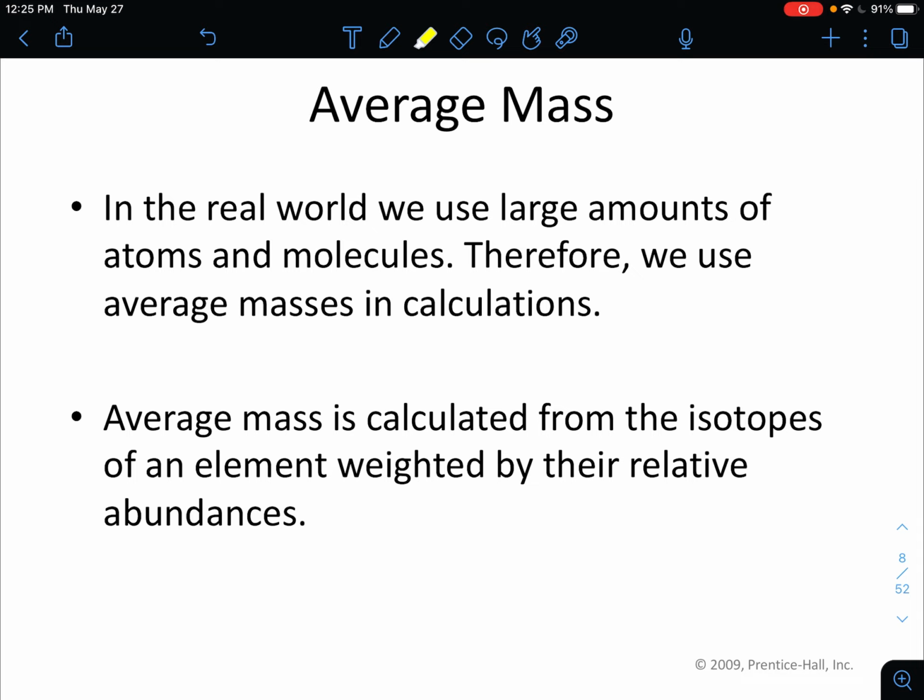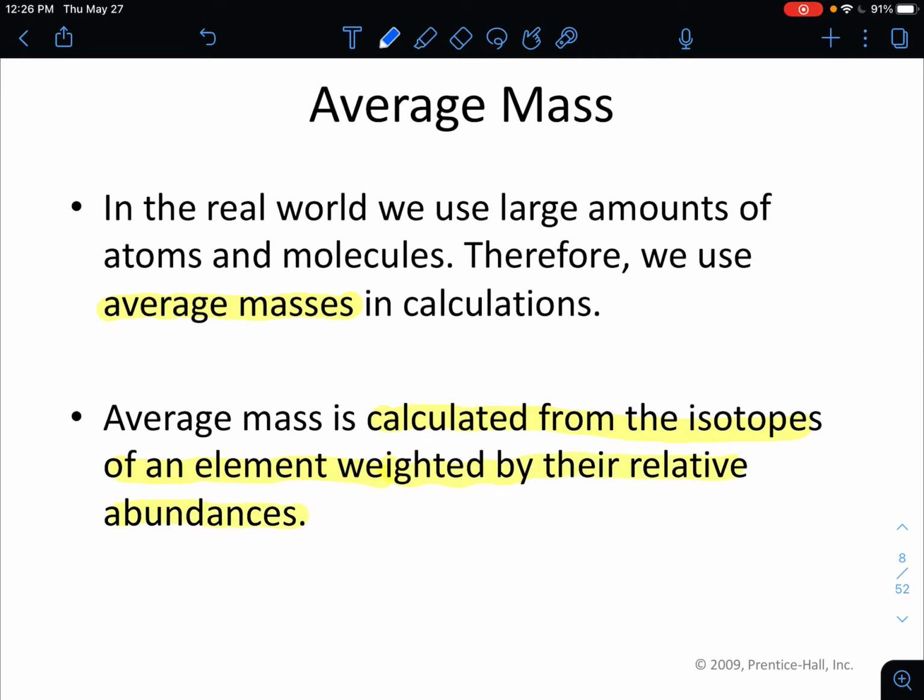So this alludes to what I was talking about. In chapters 3 and 4 is where we're going to start to see it: when we have a large amount of substance, so not just one atom or one molecule, then we need to consider the existence of isotopes, and for that reason, we're going to use average masses. And the way we get the average masses is we calculate it from the distribution of isotopes for a particular element and the amounts that they have.